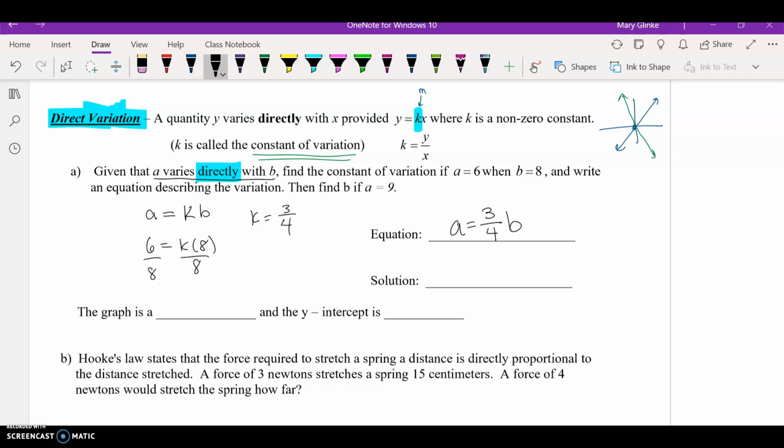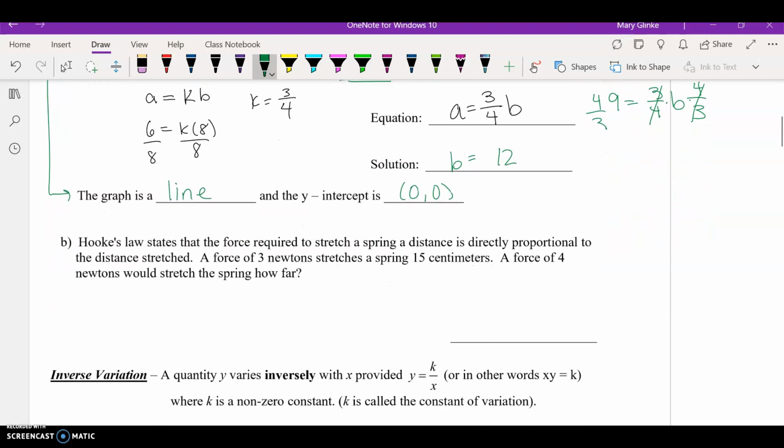So that relationship always has to hold true. Now we want to find our b value when our a value is 9. So we're going to plug in 9 for a. We're going to solve for b by multiplying both sides by the reciprocal. So your b value here, when you divide these and multiply, should be 12. Again, every direct variation graph is a line, and your y-intercept for all of them is 0, 0.